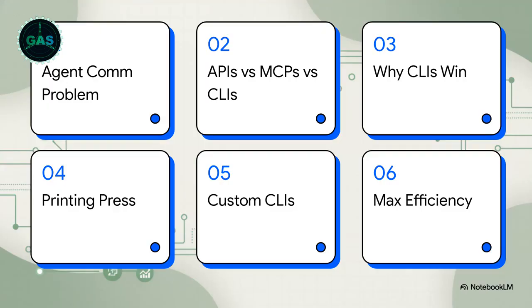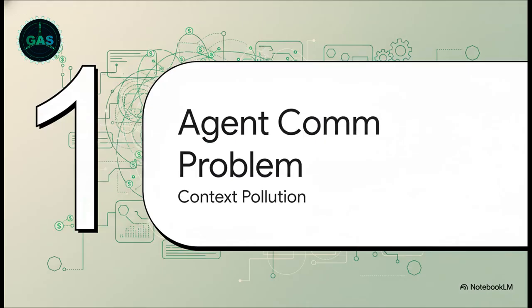Here's our agenda for today's explainer. First, the agent communication problem. Second, APIs versus MCPs versus CLIs. Third, why CLIs win. Fourth, introducing printing press. Fifth, building custom CLIs. And finally, maximizing agent efficiency. Let's get into it. Section 1, the agent communication problem, context pollution.